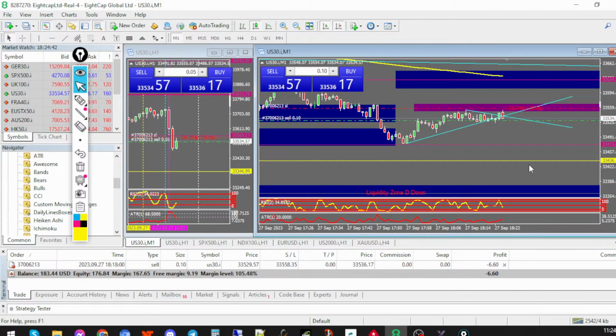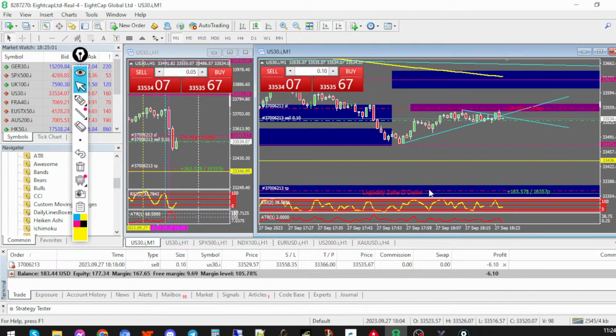So let's see if this is the one that pushes price back to the downside and we go to this D zone. At this D zone, we're going to look for about a $163 on that one. Let's see how it goes.